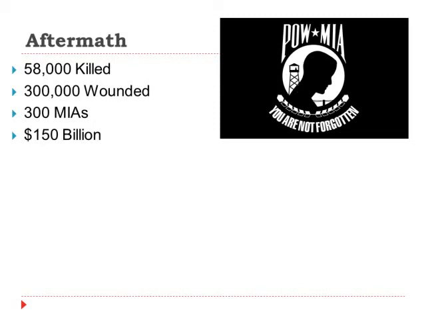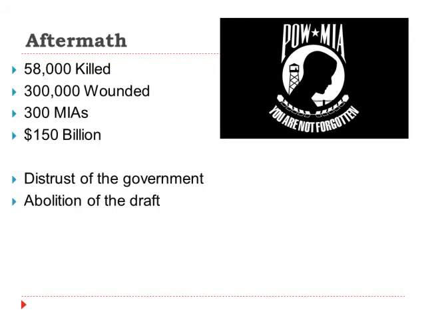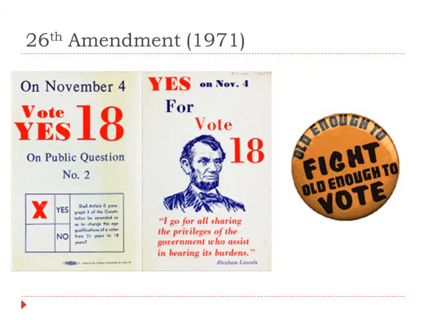In your essay you could have written about how we diverted funds, we were wasting money, whatever else, could have been a good part. Distrust of the government is a social or political impact you could have mentioned as well. Abolishment of the draft and the 26th Amendment is a political impact as well. Did anyone talk about the 26th Amendment in their essays? Good. You don't have to, but that's always a good fact to use. People sometimes forget that that's part of it. If you did, that's wonderful.